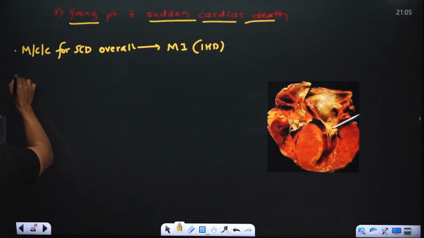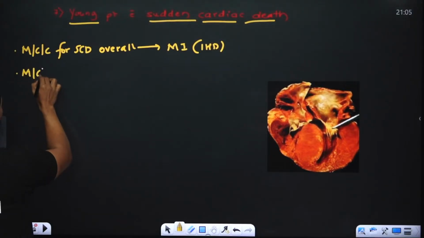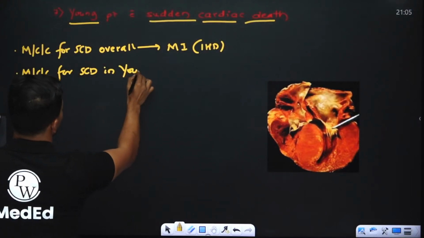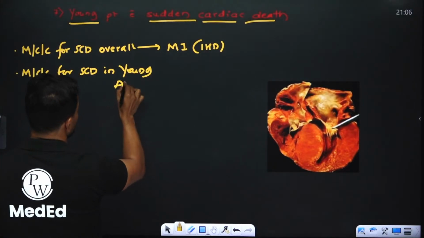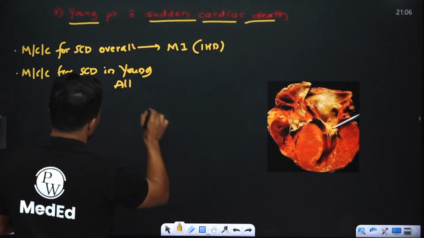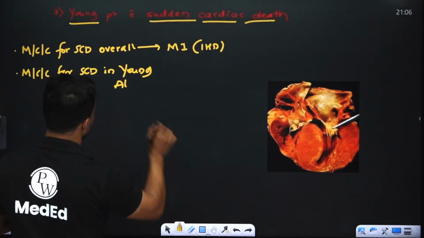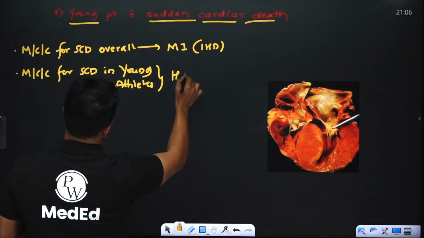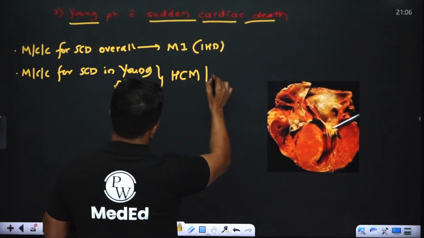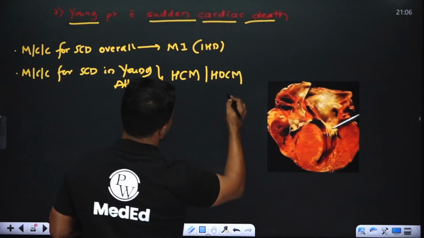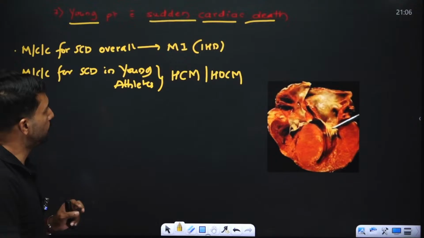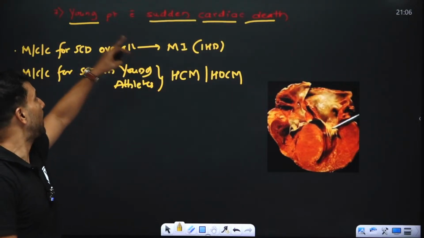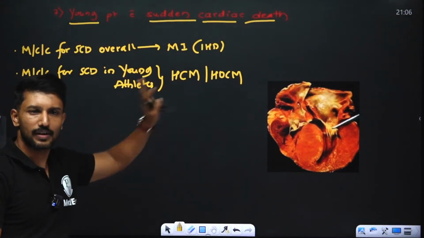But if you ask me what is the most common cause for sudden cardiac death in young individuals, and similarly, instead of young, the question may mention athletes, so in athletes and young individuals, it is hypertrophic cardiomyopathy, which is interchangeably used as hypertrophic obstructive cardiomyopathy. So whenever they say sudden cardiac death, I should think of MI and hypertrophic cardiomyopathy. If they add the word young, I should think of hypertrophic cardiomyopathy.